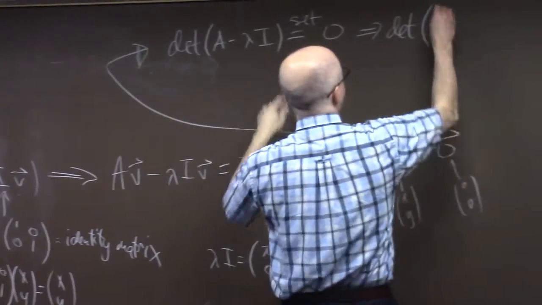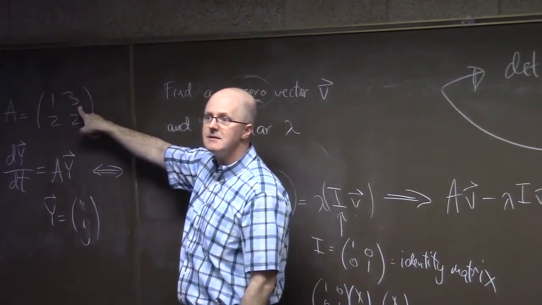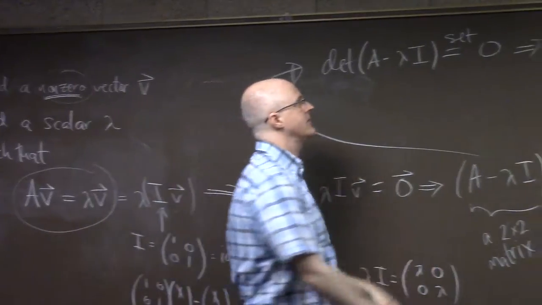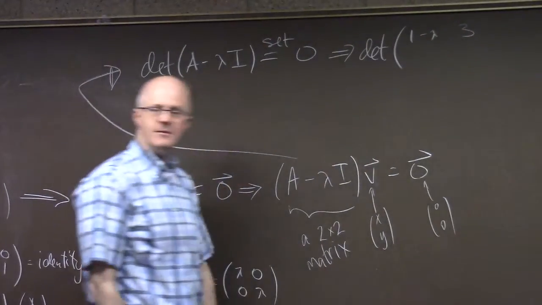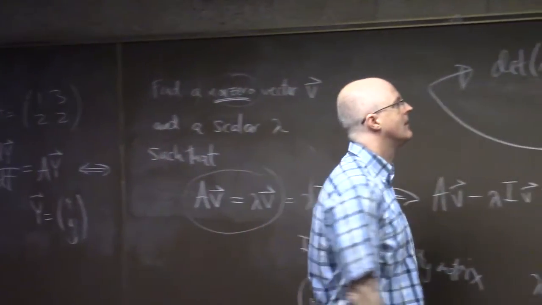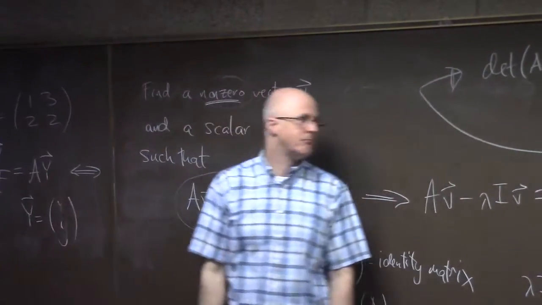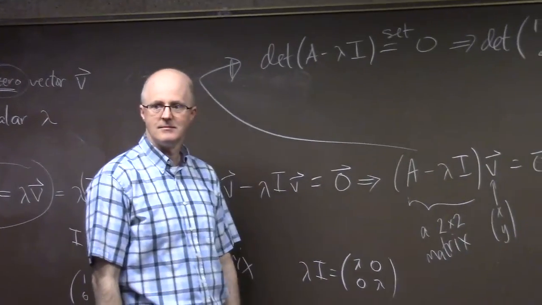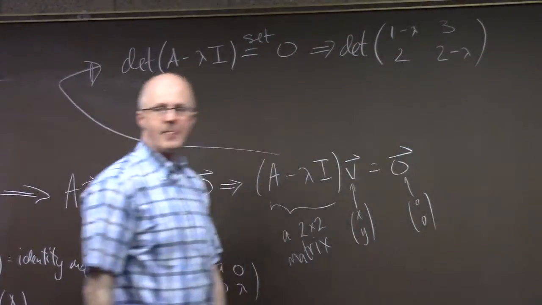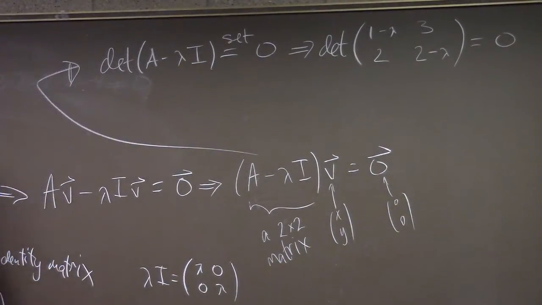So that will be 1 minus lambda. Take the upper right entry, 3, subtract the upper right entry of this one, 0, to get the upper right entry for A minus lambda I, just 3. For the lower left entry, you'll do 2 minus 0, which is 2. And for the lower right entry, you will do 2 minus lambda, and get a 2 minus lambda. I'm setting this equal to 0. I'm trying to solve for the values of lambda that will make that true.